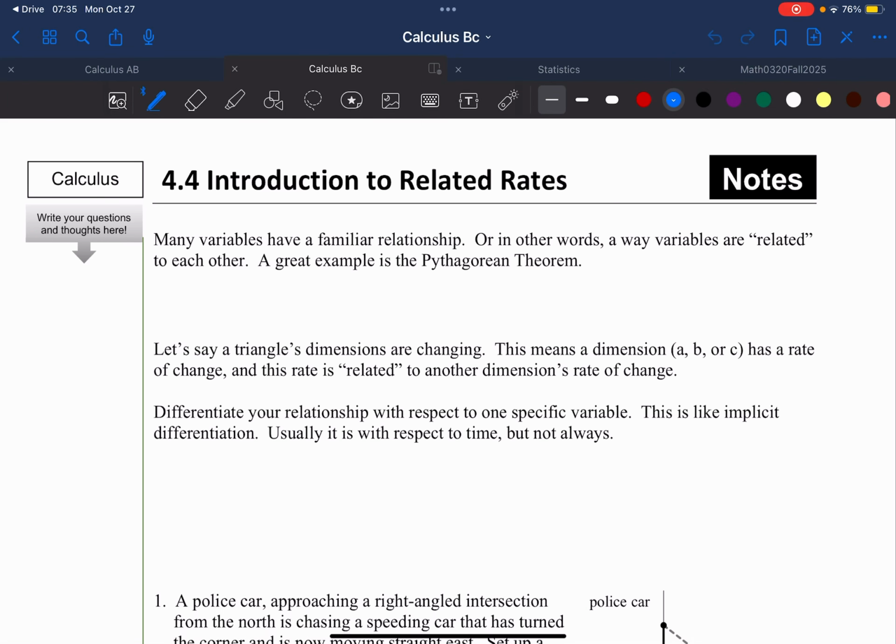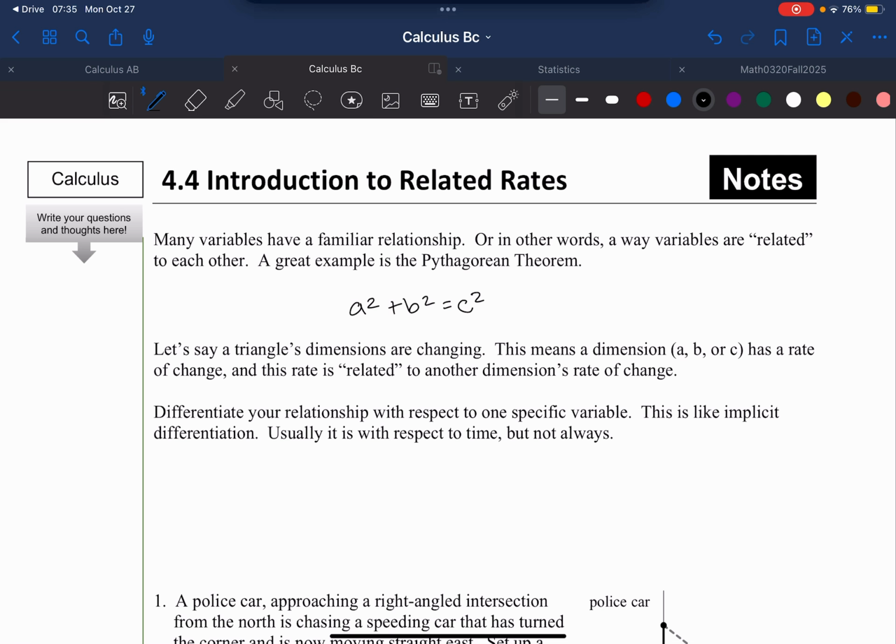4.4 notes, Introduction to Related Rates. It says many variables have familiar relationships, or in other words, a way variables are related to each other. A great example is the Pythagorean theorem. So if you recall, that is a squared plus b squared equals c squared.